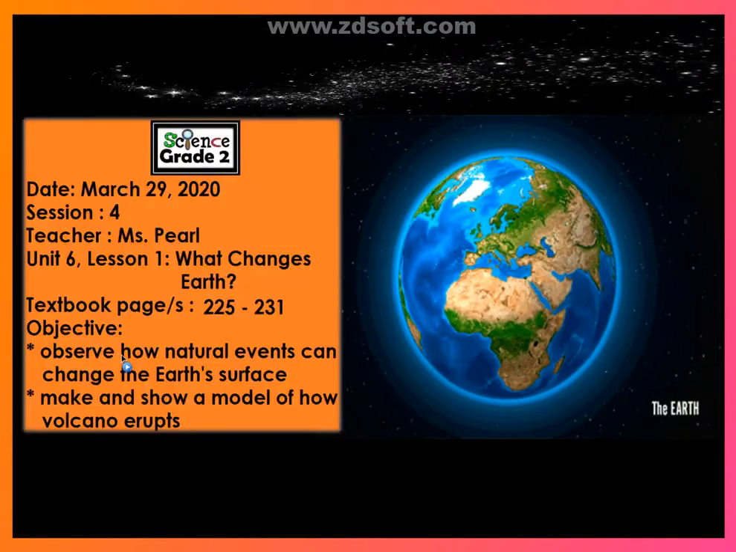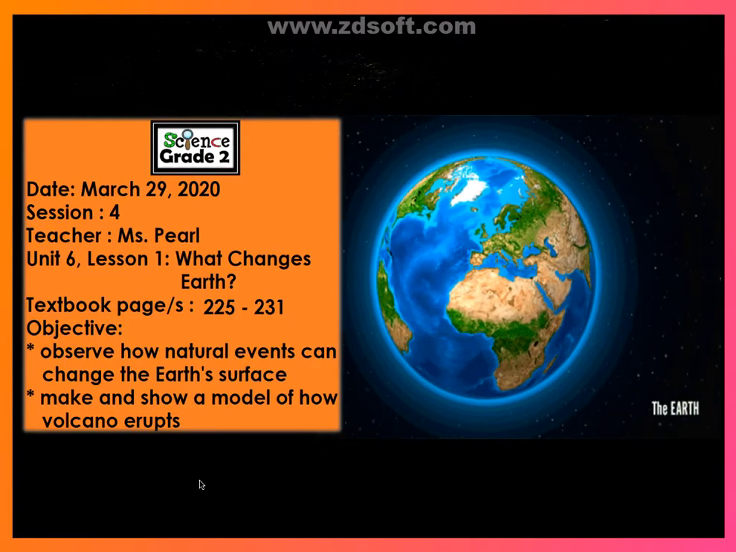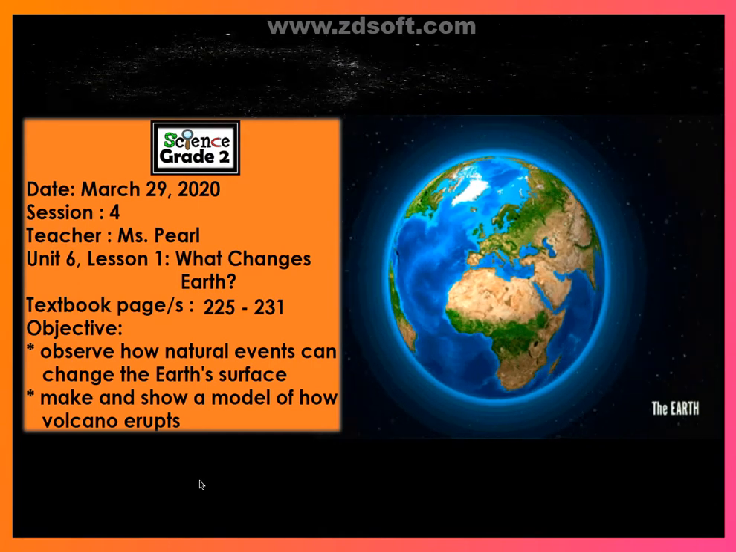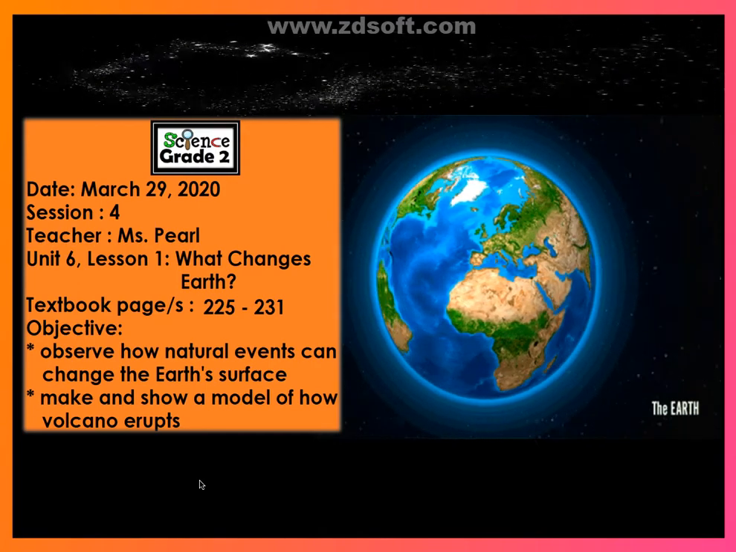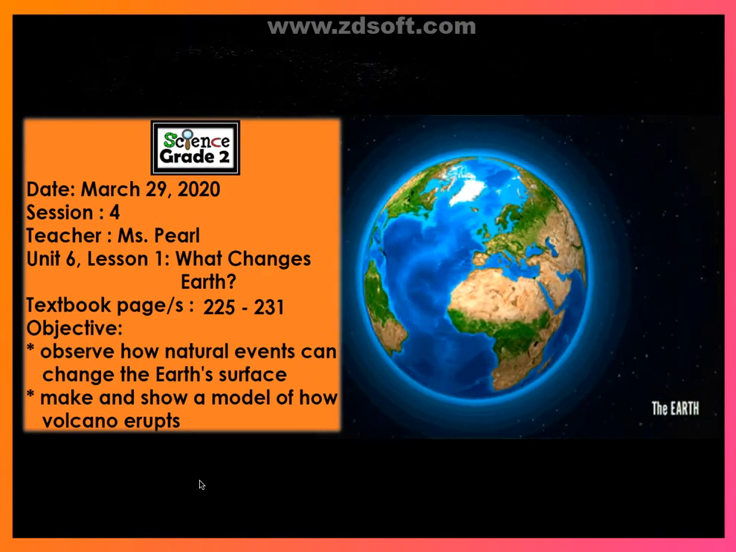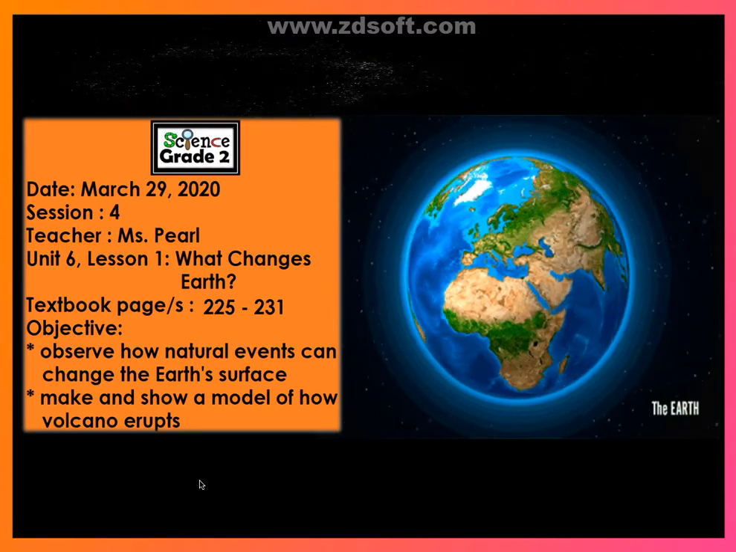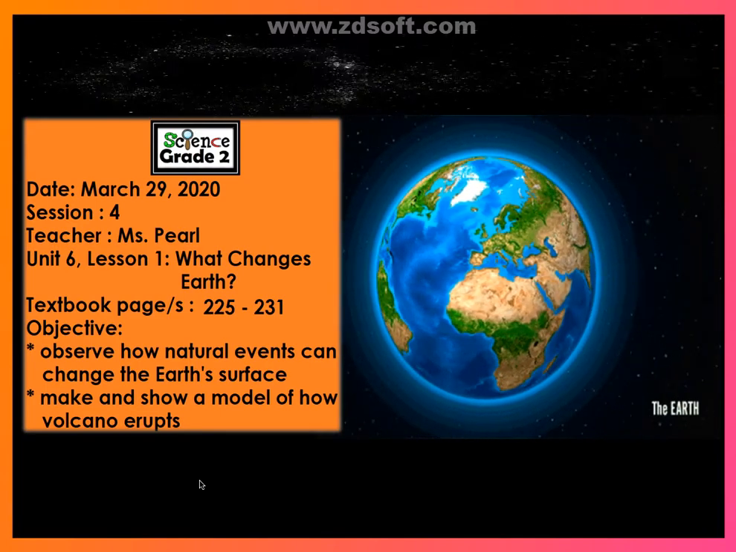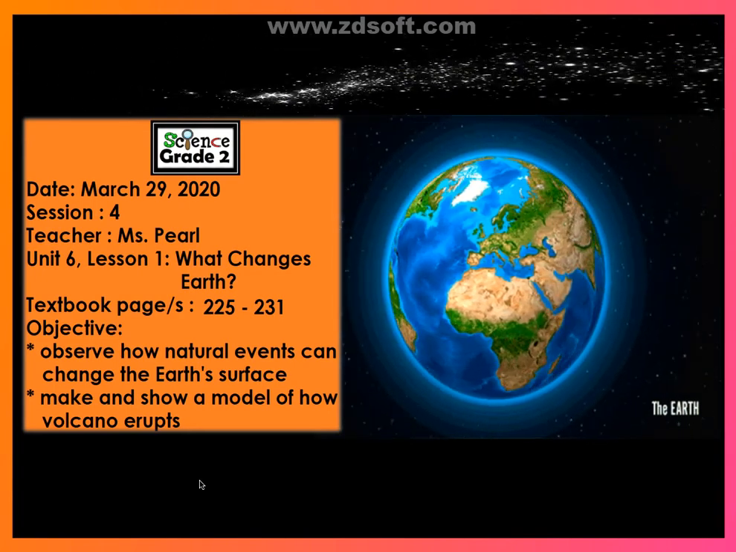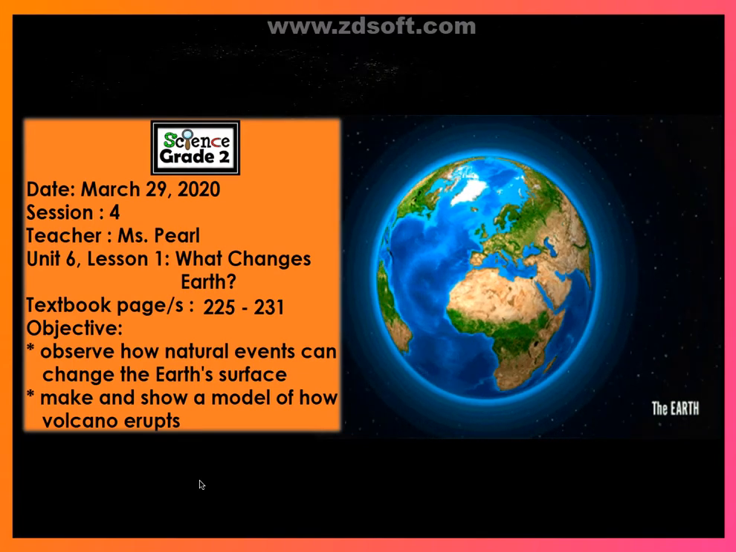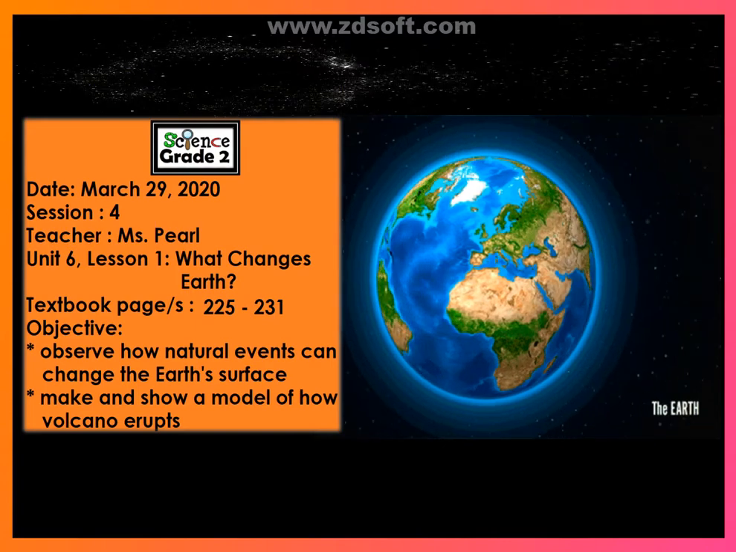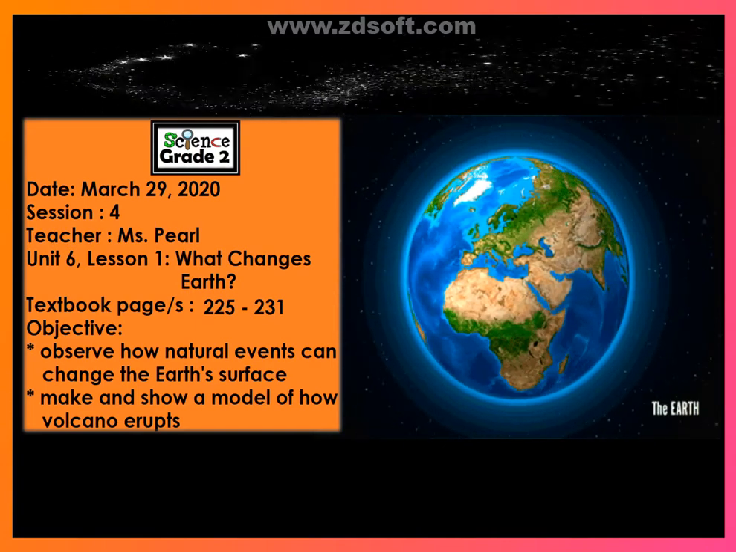Today we will start with Unit 6, Lesson 1. What changes Earth? You can find this topic on pages 225 to 231 of your textbook. We have two objectives for this lesson. One is to observe how natural events can change the Earth's surface. And the other one is to make and show a model of how a volcano erupts. All set? Let's start!